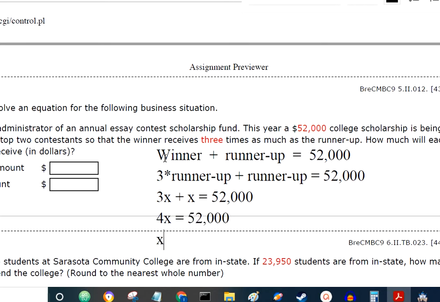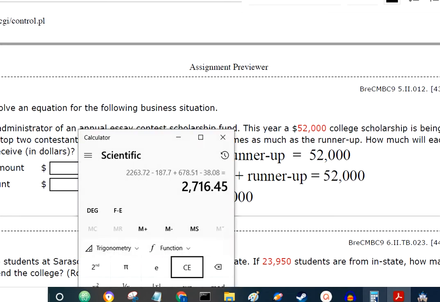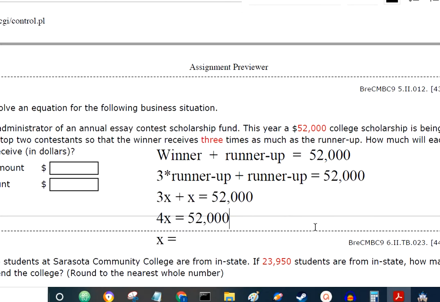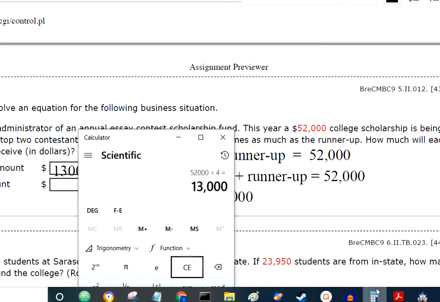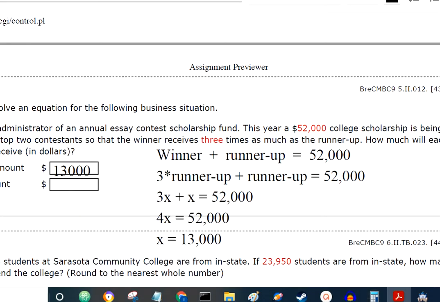And then divide both sides by 4 to finish getting x by itself. So the runner-up gets 13,000. And the winner receives 3 times as much as the runner-up. So take 3, multiply it by the runner-up's amount. So 39,000 for the winner.